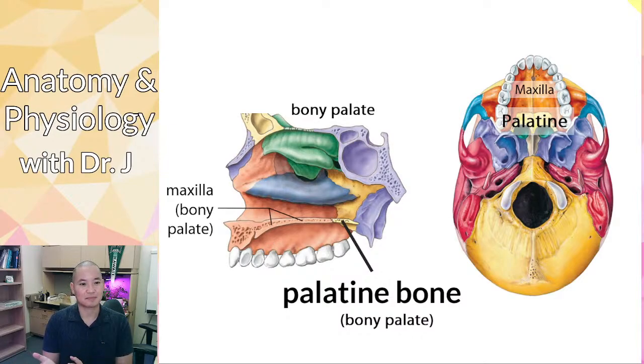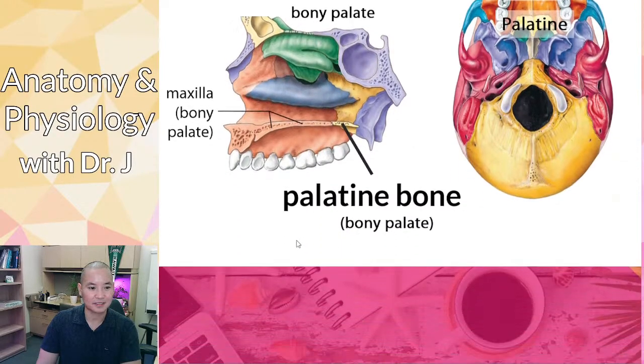A common misconception is thinking your hard palate is just the palatine bone. But notice that the palatine bone forms only a small part of the posterior part of your hard palate. The majority of the surface is actually the maxilla. So the maxilla is more than just your upper lip. It's also the majority of the surface of your hard palate.